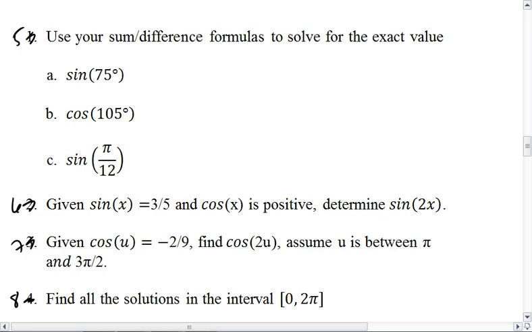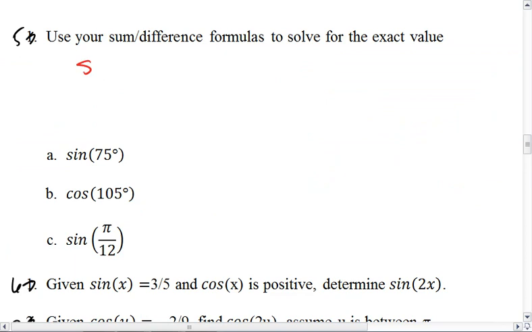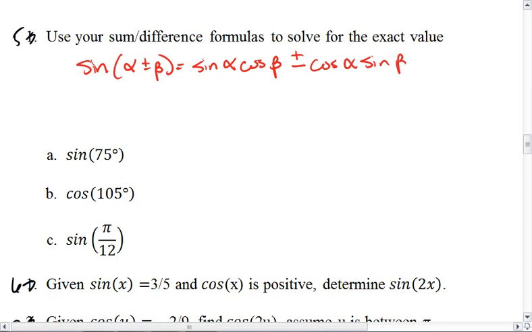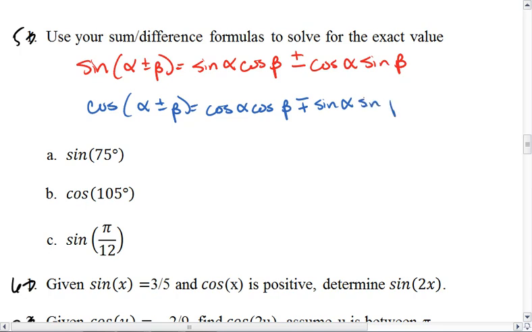In question 5, we need to use our sum and difference formulas to determine the exact value of the following angles. Please make sure that you know your sum and difference formulas, that sine of alpha plus or minus beta is sine alpha times cosine beta plus or minus cosine alpha sine beta, and that cosine of alpha plus or minus beta equals cosine alpha cosine beta minus or plus sine alpha sine beta.